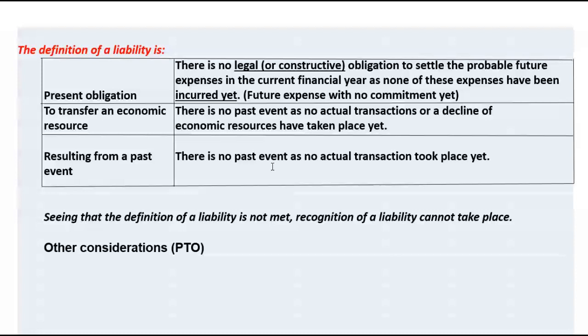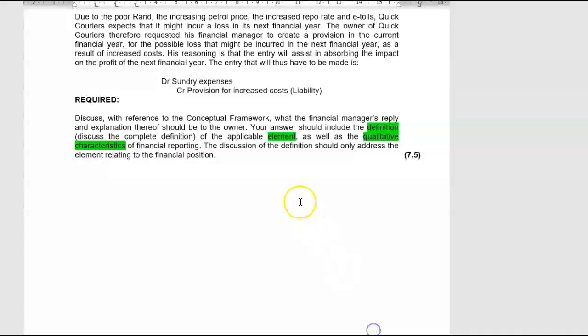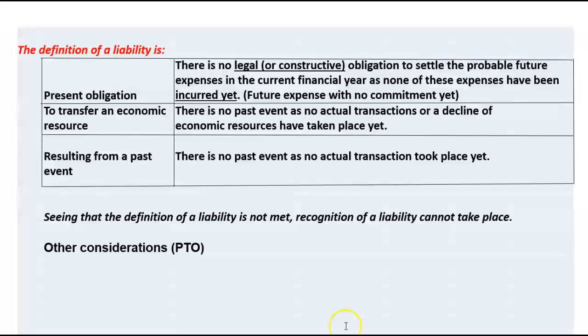still in the future. So basically what we could say is that for the provision that he wants to create, the provision for increased costs, none of the definition criteria of a liability is being met by creating that liability in our books. And therefore, we cannot recognize that as a liability. So we cannot pass that entry.